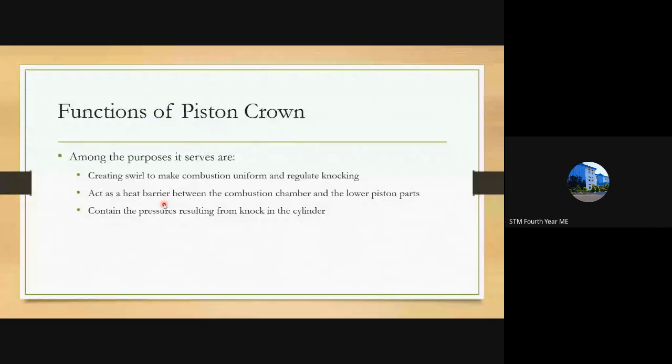much temperature resistant material. The next function is containing the pressures resulting from the knock in the cylinder. The high pressure we obtain during the explosion or the combustion stroke will reach very high levels, and the piston crown must be able to withstand such pressures.